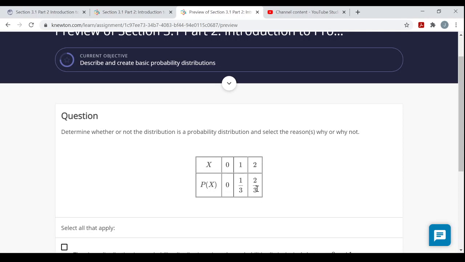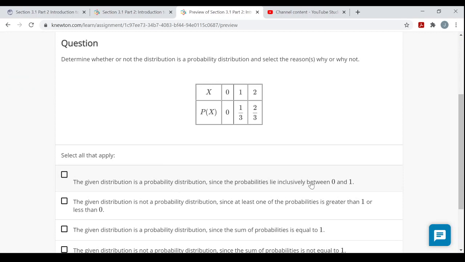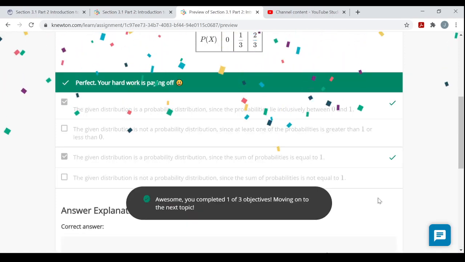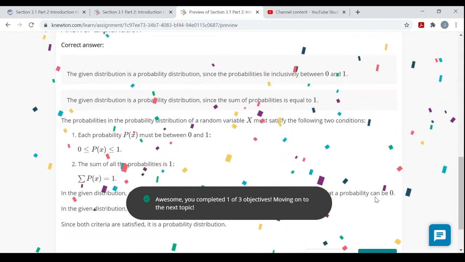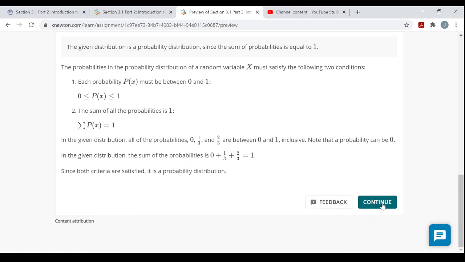So all the probabilities are from 0 to 1 inclusively, and that's happening here. And let's add up the probabilities. 0 plus 1/3 is 1/3, plus 2/3 is 3/3. That's 1. This is a perfectly valid probability distribution because all the probabilities lie inclusively between 0 and 1, and the sum of the probabilities is 1. That is happening as well. It is a probability distribution. So that's really all you're looking out for in this first objective. And also, how to calculate probability: you take how many divided by the total.